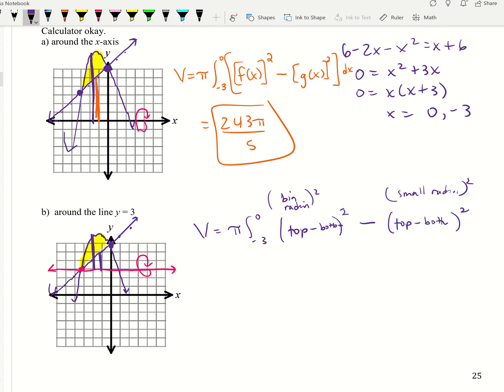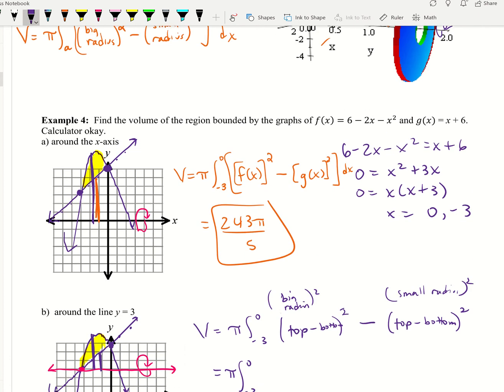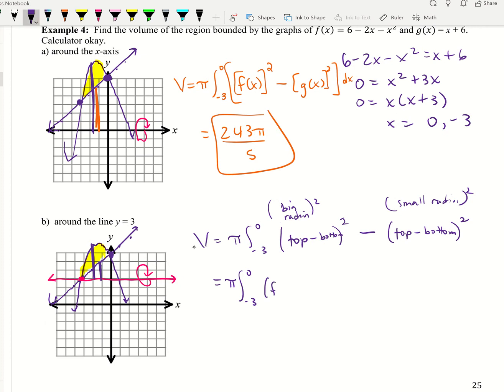It stops at 3. So this would be pi times the integral from -3 to 0. The top curve, we are using f of x for. So this would be f of x minus 3 quantity squared, because you stop at the bottom curve of 3. I know you might be like, it's not very curved, it's straight, but we can call it that. And then minus the top curve, which is g of x, minus the bottom curve of 3, quantity squared dx. And if you then evaluate this, you would get 108 pi over 5.